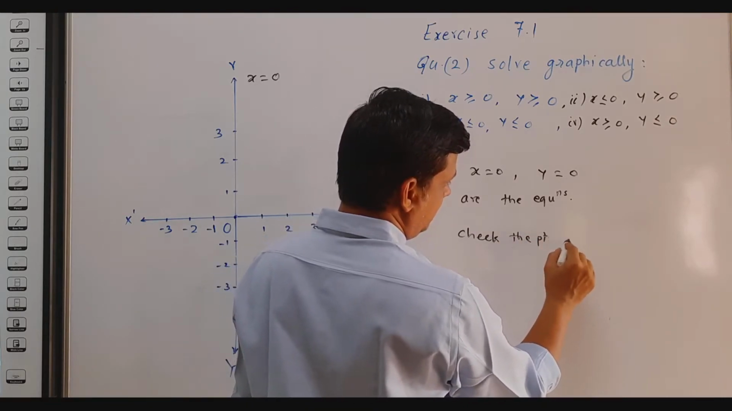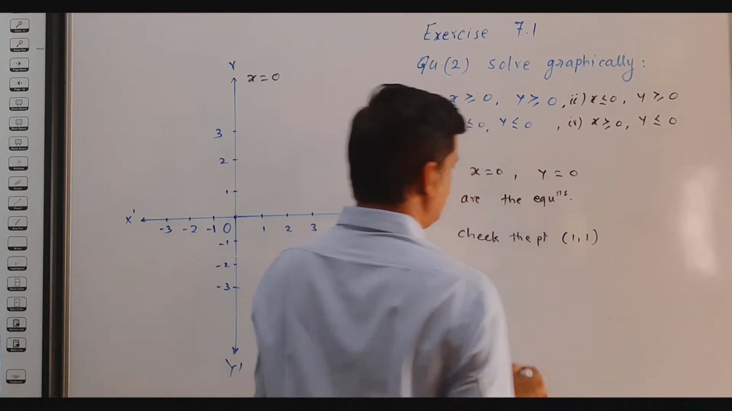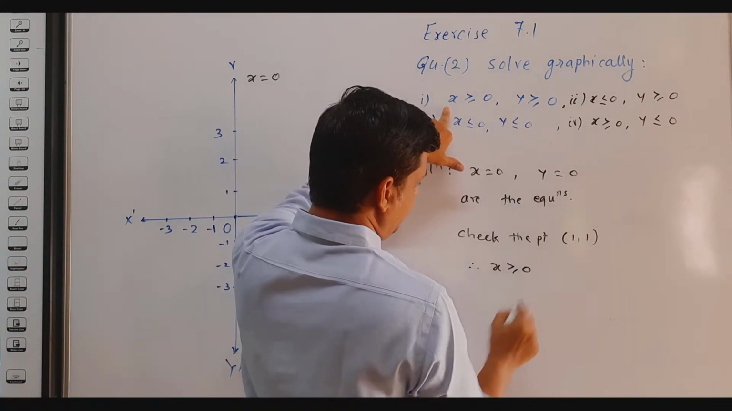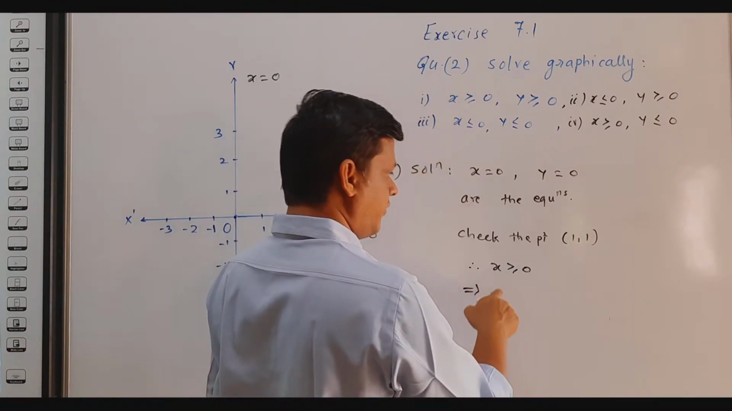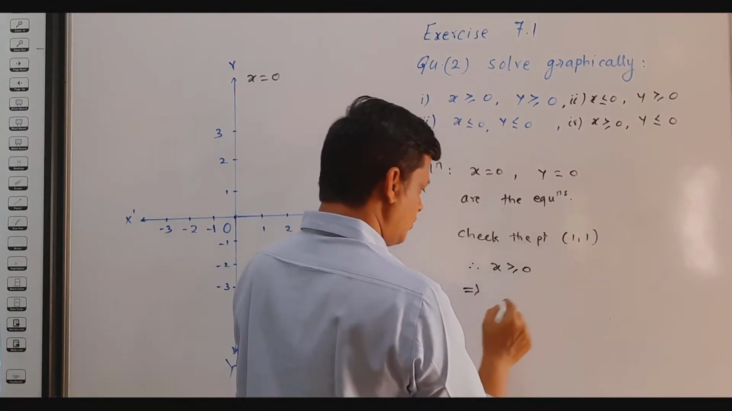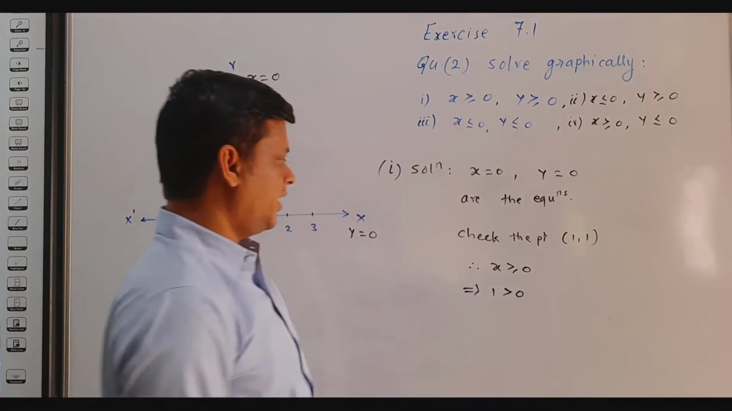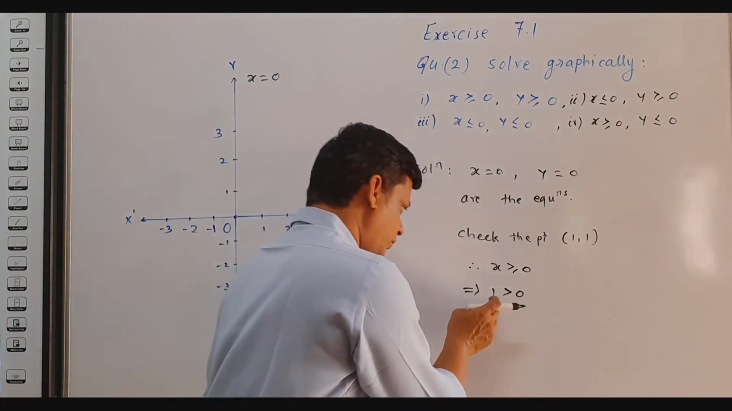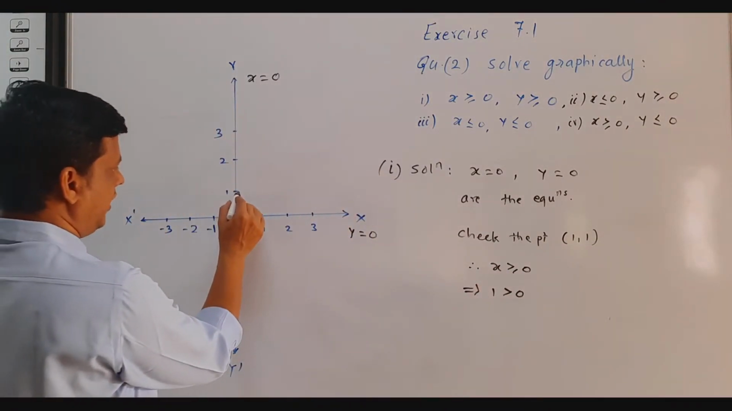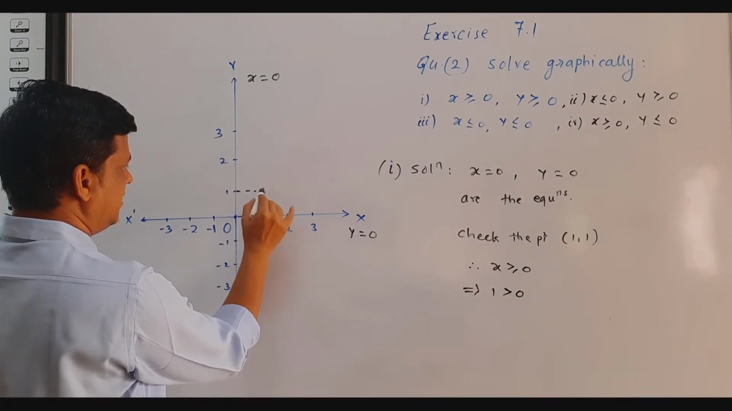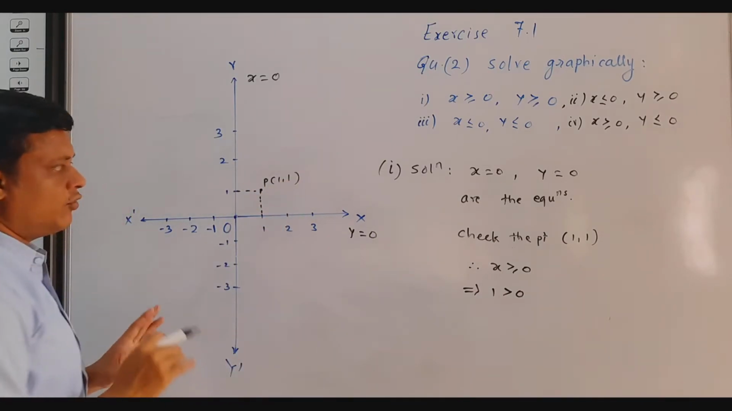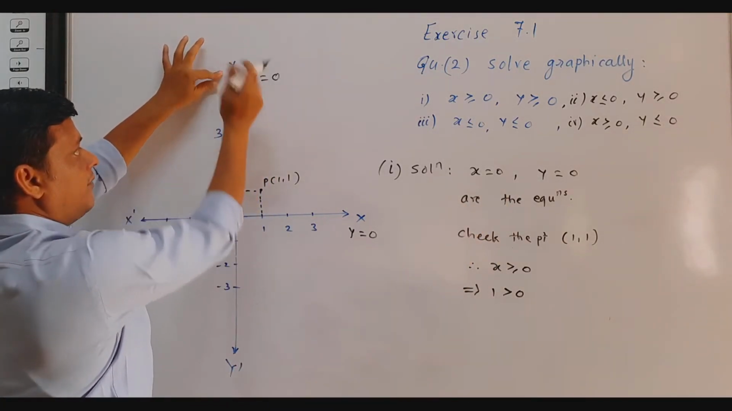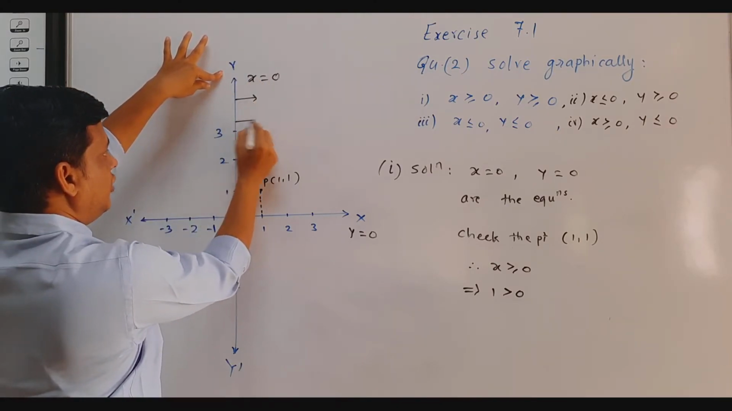Check the point (1, 1). So we check this inequality, x greater than or equal to 0. So when we substitute x equals 1, 1 is greater than 0. So this inequality holds. So we say that here point (1, 1) is in the first quadrant. So we have to mark. We check x equals 0. So we mark to the right side of this y-axis.